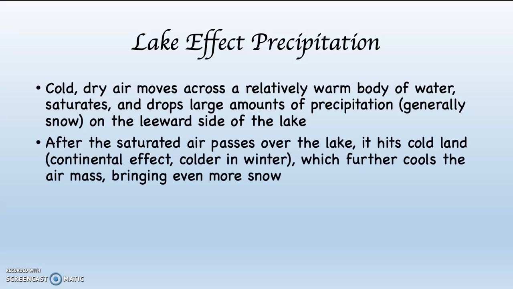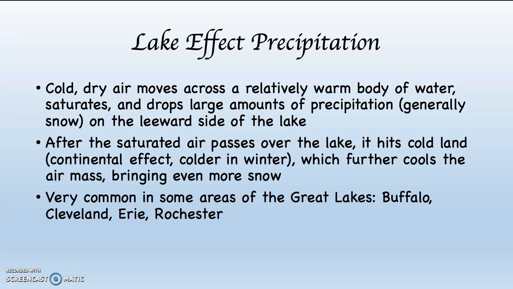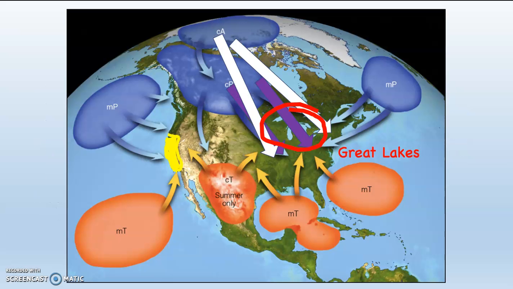After the saturated air passes over the lake and it hits the cold land, this is particularly the case in the winter because of the continental influence. Of course, the lakes are going to be warmer than the land is. This further cools the air mass and brings even greater amounts of snow. It's very common in some areas of the Great Lakes. Buffalo is famous for it, Cleveland, Erie, Pennsylvania, Rochester, New York.